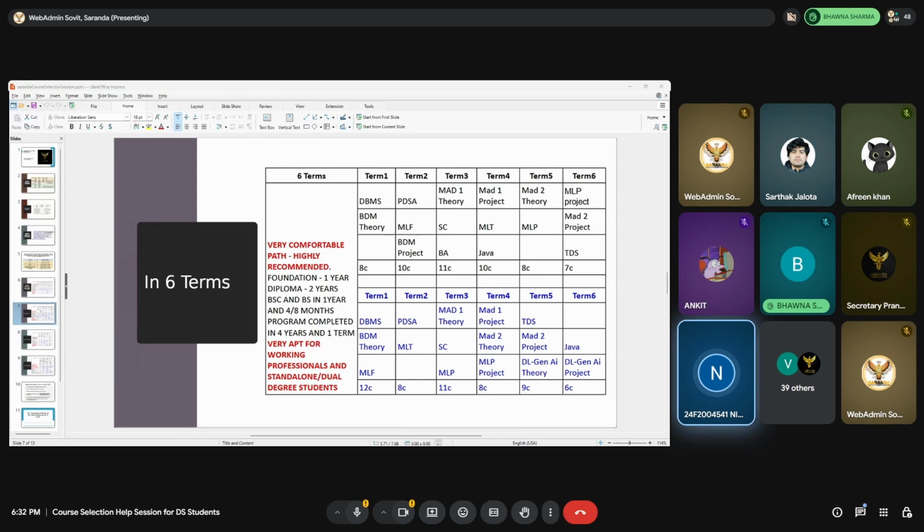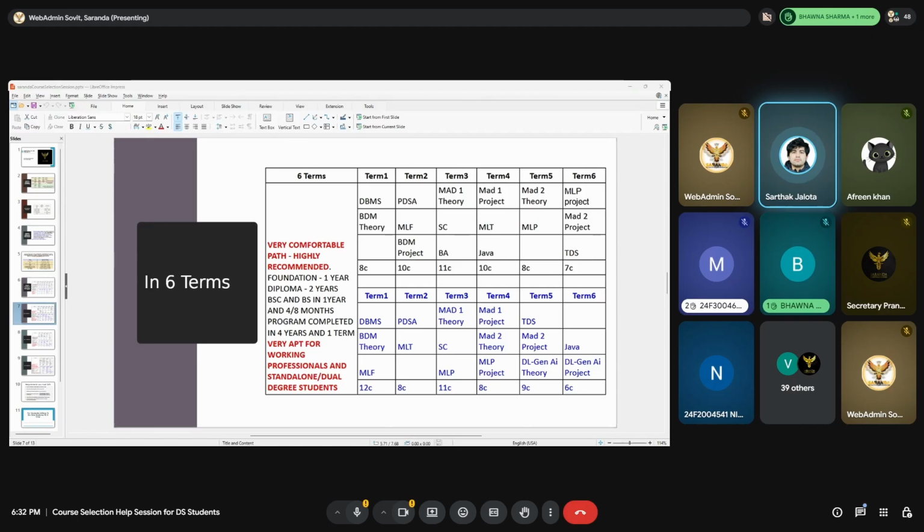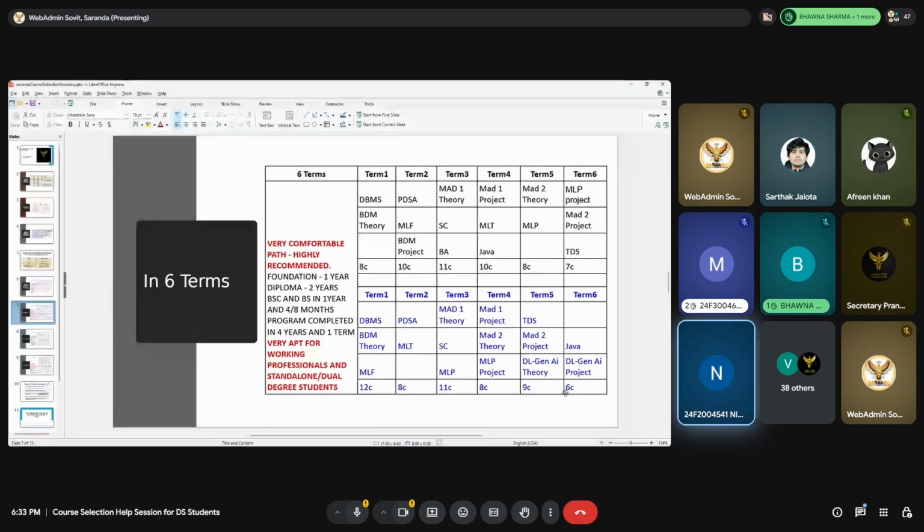Thank you, sir. And any suggestion in this term for taking courses? Yeah, we'll get to that once we cover this. So if anyone is in dual degree, again, if you are doing the Gen AI path, I highly recommend you take MLF in the first term. Please, MLF, MLT, and MLP, you will do these three subjects, only then will you get the gist of what Gen AI is about. Okay, okay, thank you, sir.